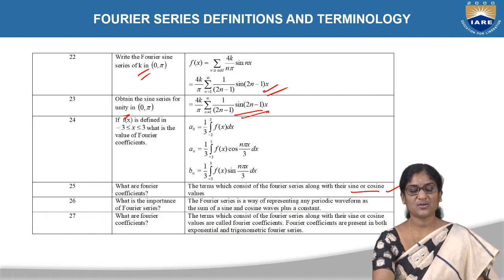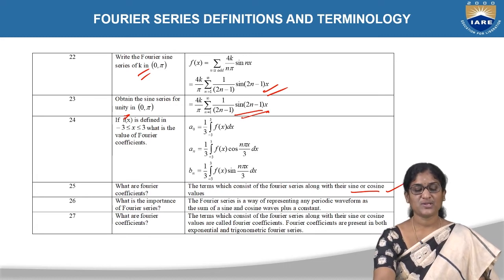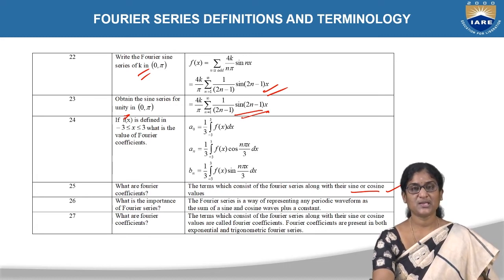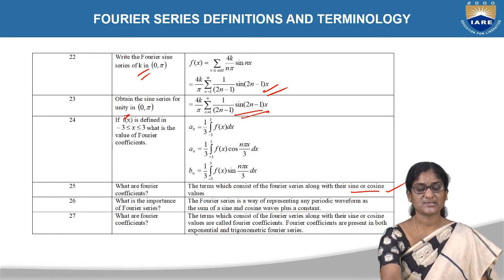The Fourier series is a way of representing any periodic waveform as a sum of sine and cosine waves plus a constant. The Fourier series is always used to represent any periodic function, as a periodic waveform, as a sum of sine and cosine waves plus a constant.